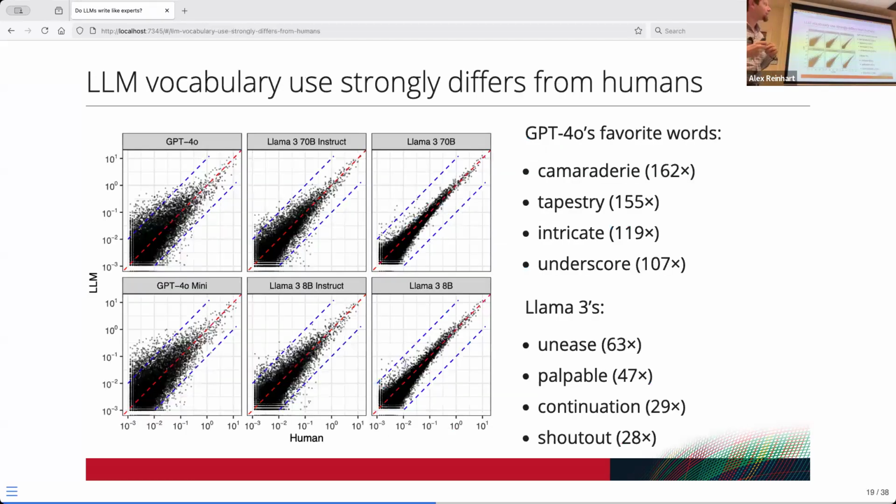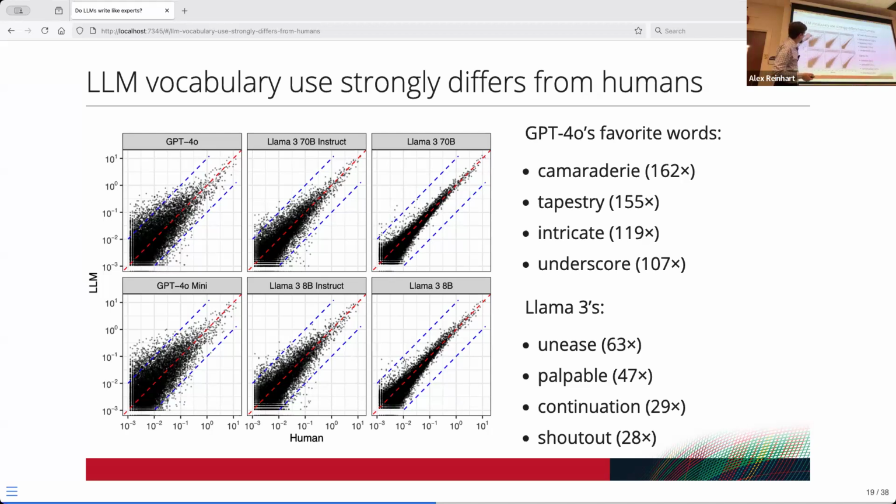So other interesting things, of course, the vocabulary in use differs a lot. What we have here is each point is a word. On the x-axis is the human rate of usage of that word, and on the y-axis is the LLM rate. And you notice for the base model, they follow the diagonal. It's wider for the less common words, higher variance, lower sample size, so fine. But much wider for the instruction-tuned ones.